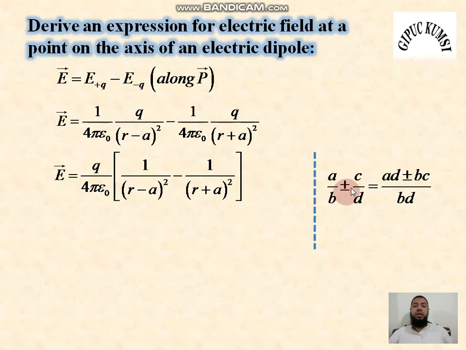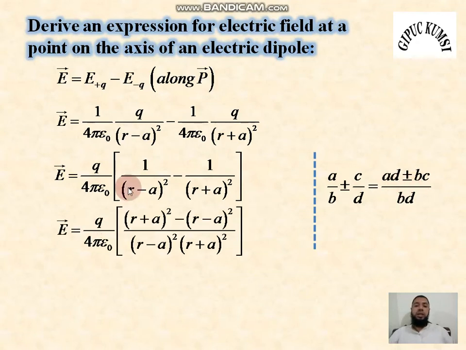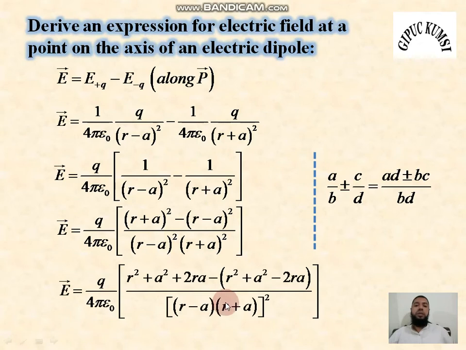We have learned that a by b minus c by d is equal to, what is the LCM? b into d, and the numerator is a into d minus b into c. Make use of this method. Then the difference of the fractions has LCM r minus a whole square into r plus a whole square. In the numerator we will have r plus a whole square minus r minus a whole square. Now make use of the identities for a plus b whole square and a minus b whole square. In the denominator we are taking the square as common.